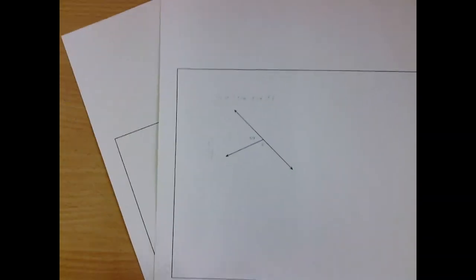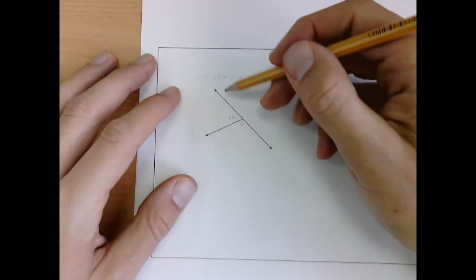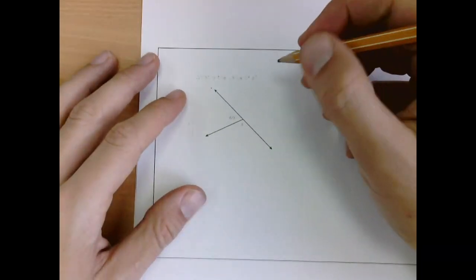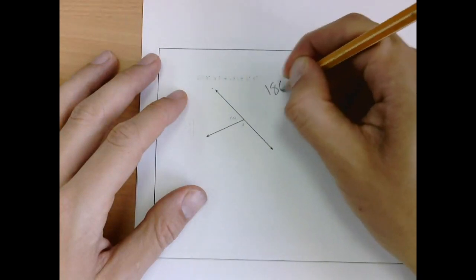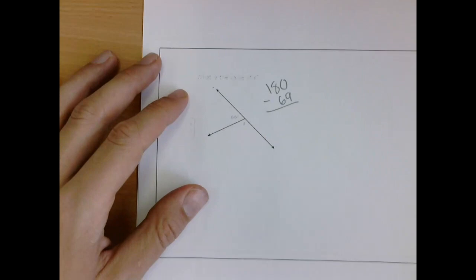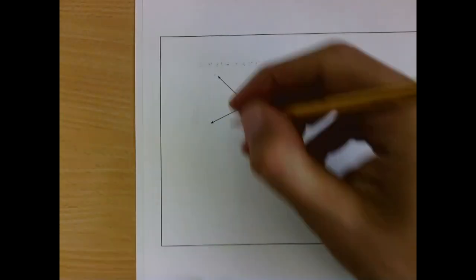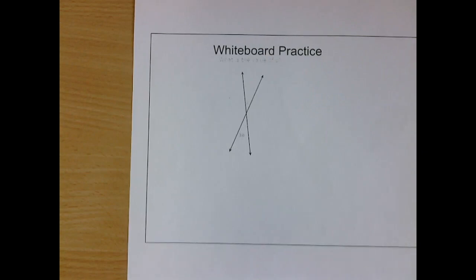Let's do another one. Here we have a straight line. And remember, straight lines add up to 180 degrees. Because we can't use a protractor here, we're going to have to take 180 and subtract 69. So then my missing angle measure is 111 degrees. Let's do one more question here.